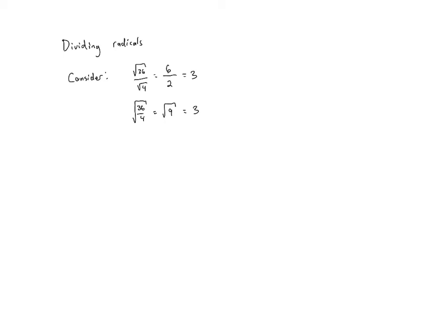Now, this could be a coincidence. However, if you try this with other numbers, you'll get the same result, namely, you'll get the same numbers for each of them. And so hopefully it's fairly easy to believe that we have a rule. If we have the square root of a divided by the square root of b, this is the same as the square root of a over b. This is the quotient rule for square roots, and we can use this to do divisions involving square roots.